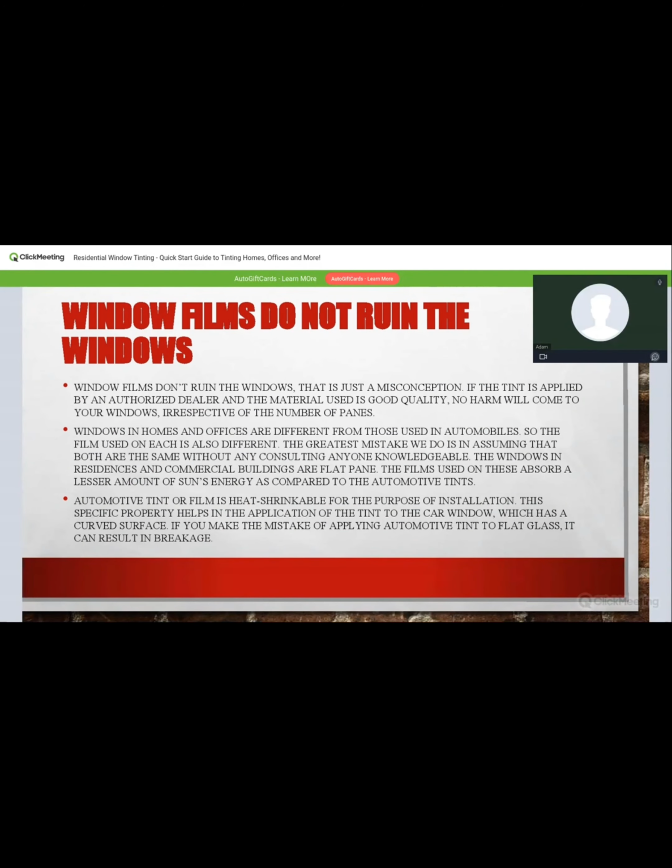Now, one thing that we talk about too is that window films, a lot of manufacturers say, will void the warranty. That is the case in some films, but if you use the proper film, like a residential or architectural film, it will not ruin the window. That is a huge misconception that a lot of manufacturers tend to say, just because in the past people used the wrong type of film on windows, which is what actually ruined them.